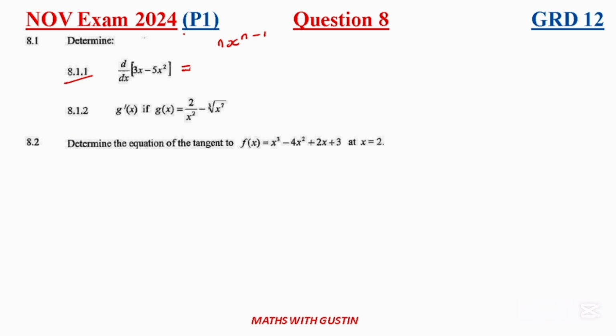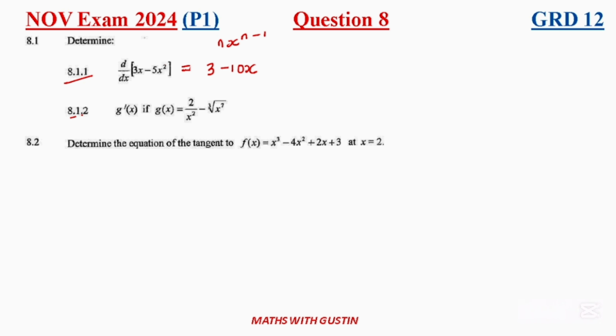All right, so now let's come here and say the derivative of 3x. We are going to be left with 3, and then here we take down the 2 times 5, which is going to give us 10, and then 2 minus 1 is going to be just x. And that's how you would deal with a question like this one.